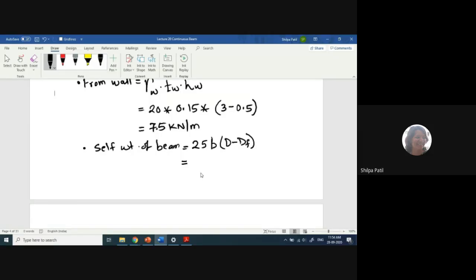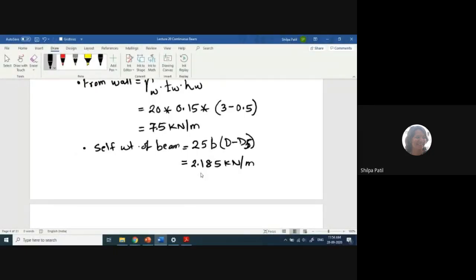Depth of the flange means depth of the slab. Df is nothing but ds only. So I will write down 2.185, ds here. That is better. 2.185 kilonewton per meter. Okay.